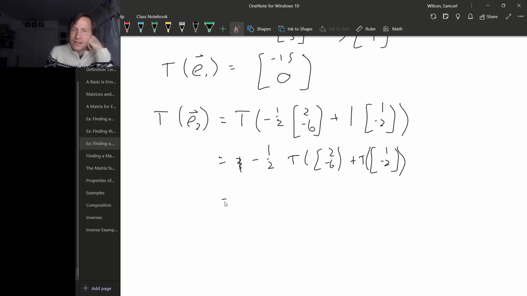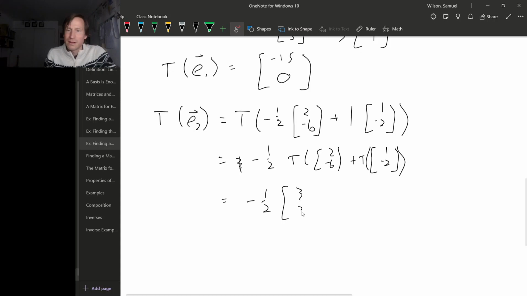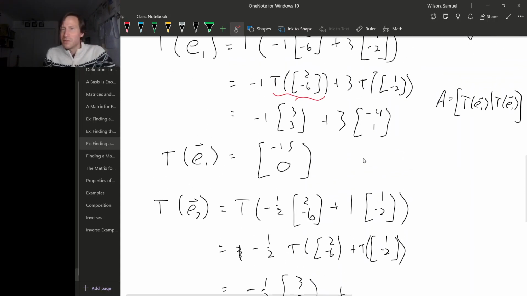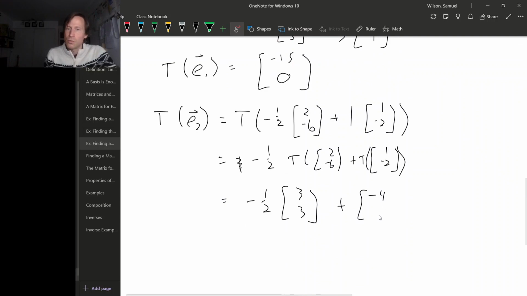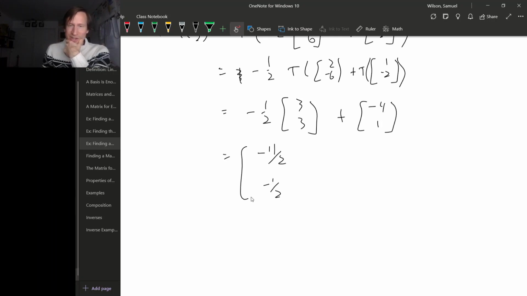And then again, these values for T were the input data for this whole mess. So T of (2, minus 6) was (3, 3), and T applied to (1, minus 2) was (minus 4, 1). Okay, so minus 3 halves, minus 4, so that's minus 3 halves, minus 8 halves, minus 11 halves. And then minus 3 halves plus 1 is minus a half. I hope I did that arithmetic correctly. And that's T applied to E2.